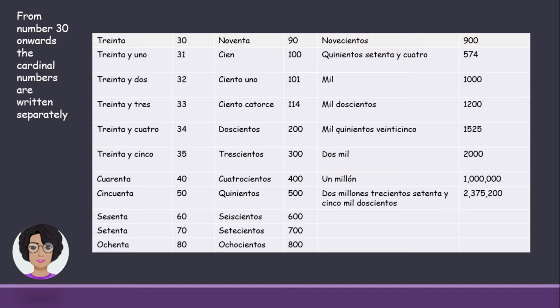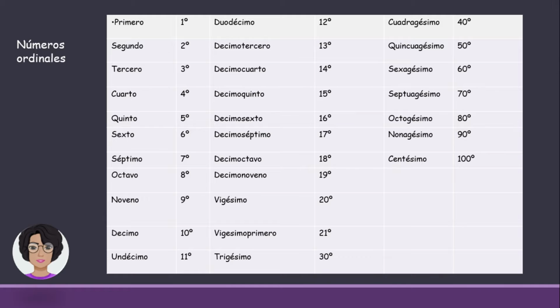200, 300, 400, 500, 600, 700, 800, 900, 574, 1000, 1200, 1525, 2000, 1.000.000, 2.375.200. Okay, so here we have the ordinal numbers, and those are to express order, remember?